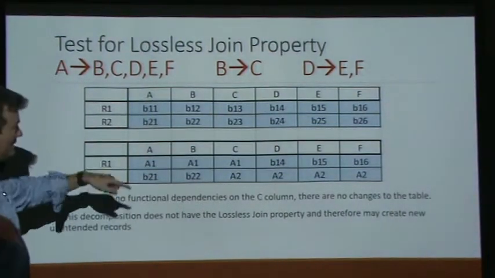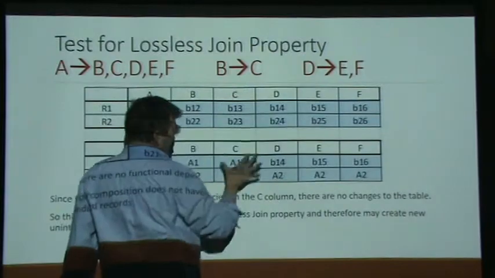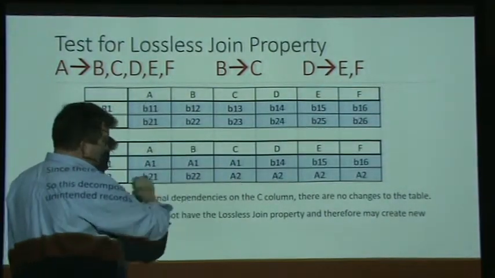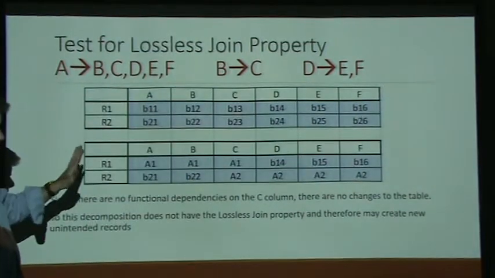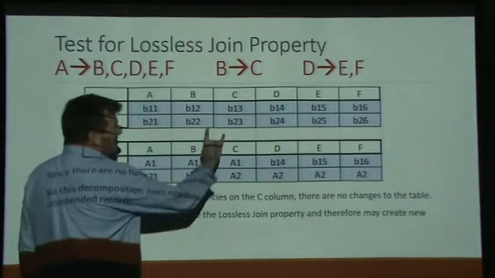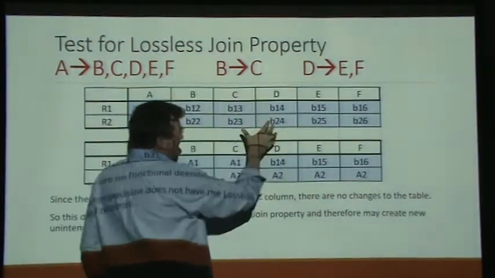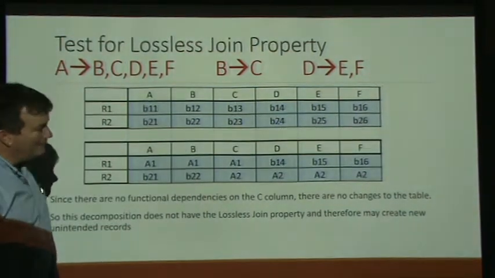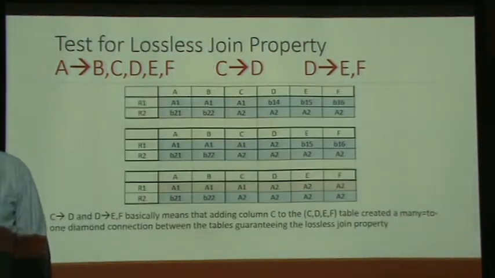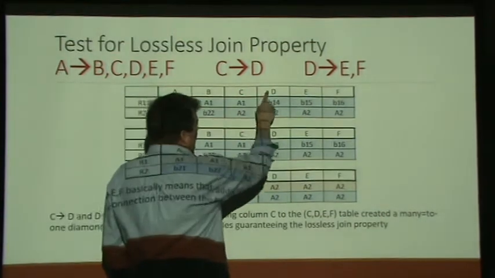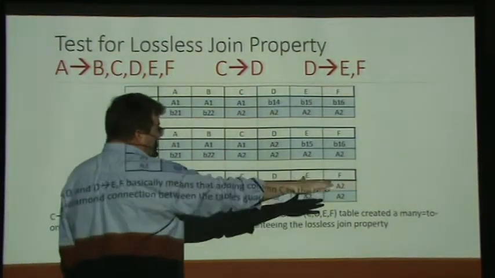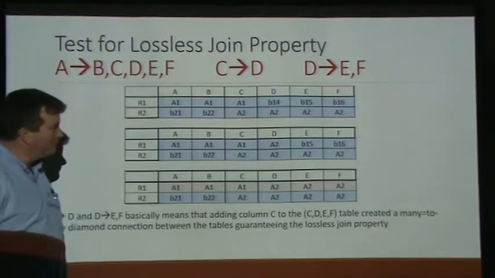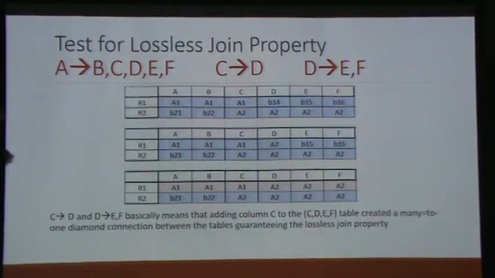So in this case, we tested for it, and we never got a row that was all capital A's. So therefore, we made a mistake when we decided to let column C be the one that connects them. But if it just so happened that C gave us D, then splitting up the table into A, B, C, followed by C, D, E, F would have been a legitimate split of the table. That would have had this property.